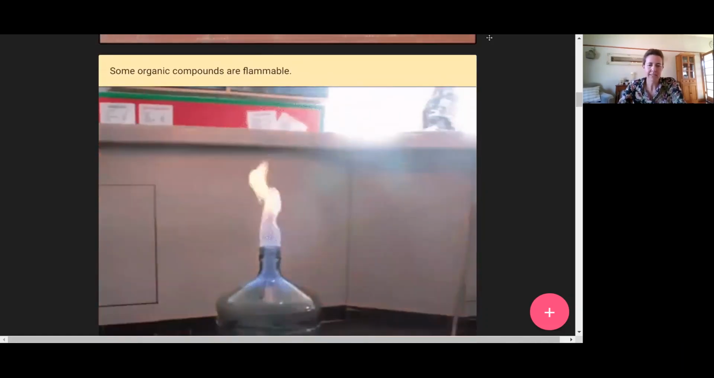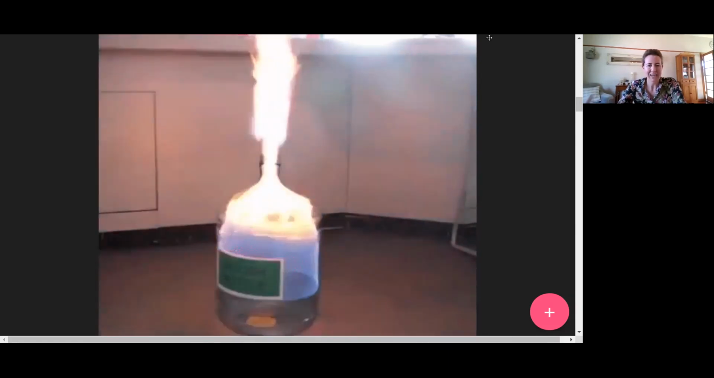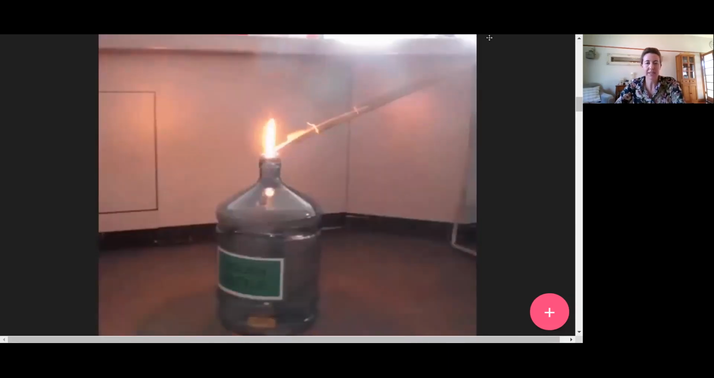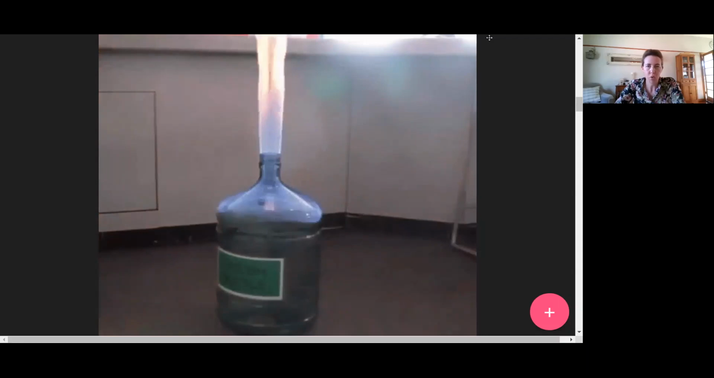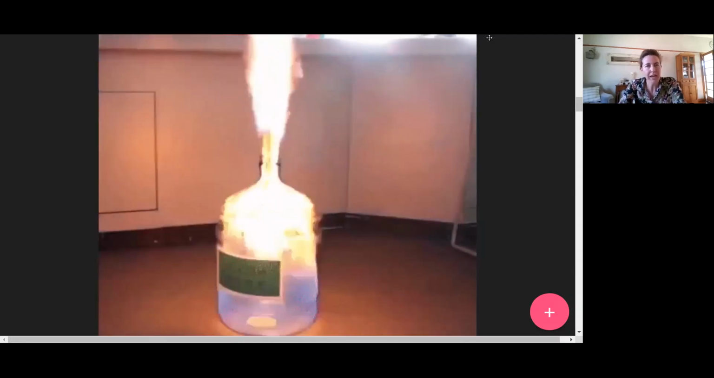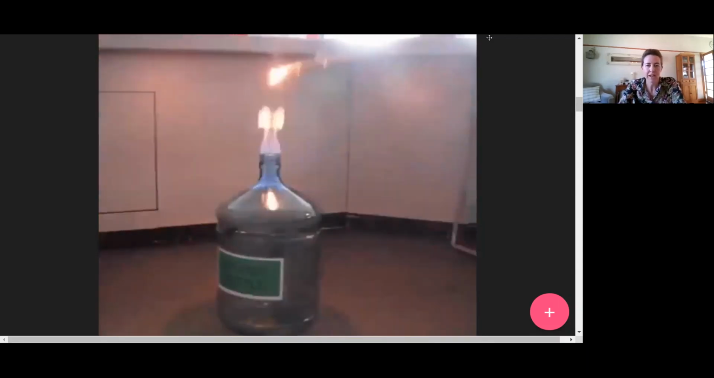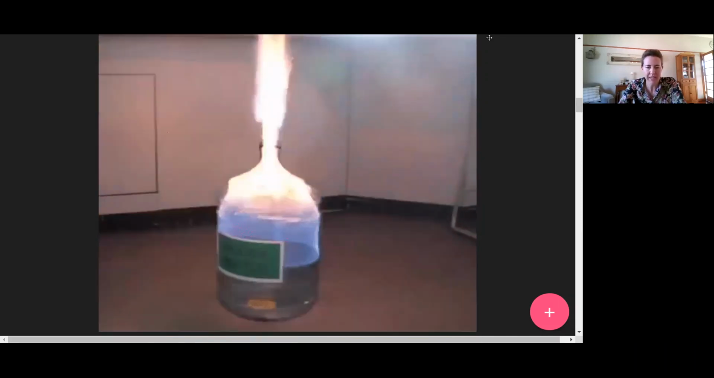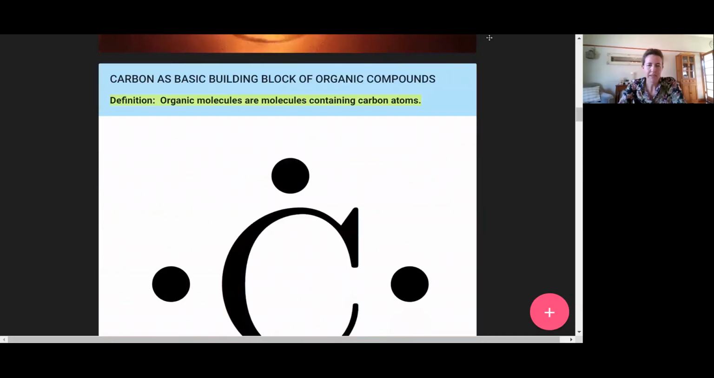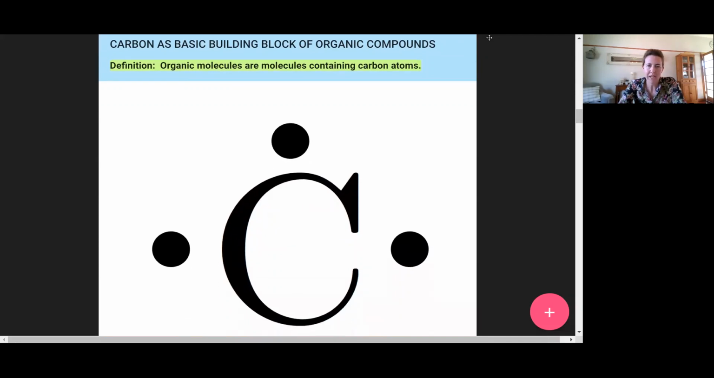We typically look at something like this for any organic reaction. Well, these are combustion reactions of organic substances. Not all organic compounds will, of course, go hand in hand with flames. But if we look at organic chemistry, carbon is the basic building block of all organic compounds. Now, you have to know the formal definition for an organic molecule. These are molecules containing carbon atoms.